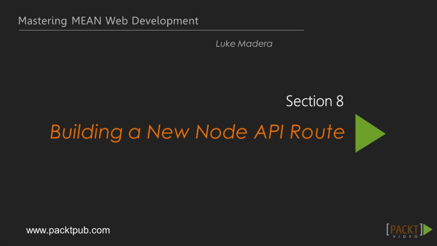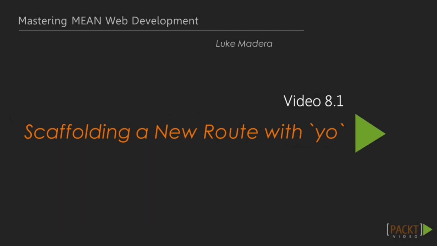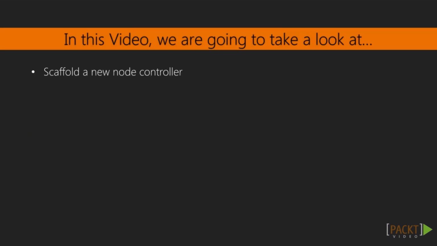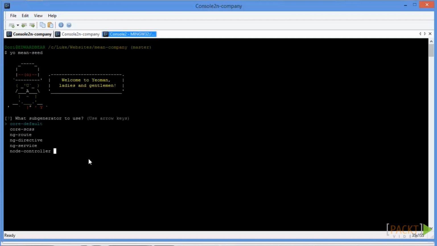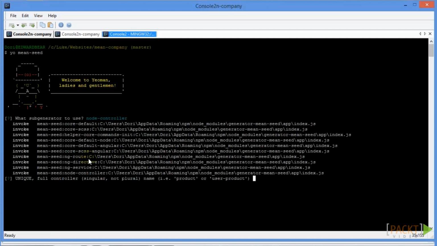In this video, we're going to walk through creating a new backend Node API controller. The first thing we're going to use is the Yo mean seed to run our backend generator to scaffold it out for us. And then we're going to select Node controller, and we're going to give it a name. We'll just make a product controller, let's say. So we'll just say product.